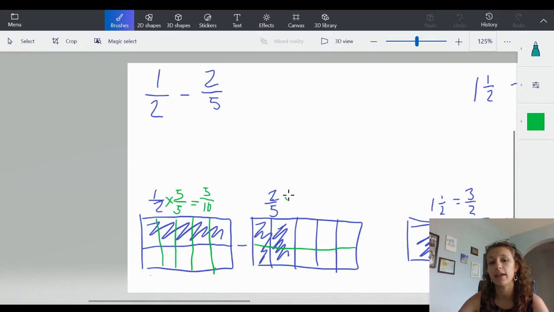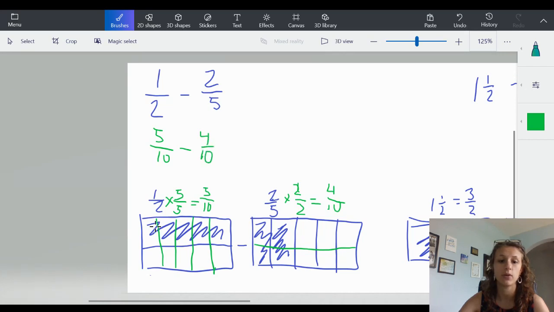For my 2/5, I split each of my fifths into halves. 2 halves is equivalent to 1 whole. So I'm not changing my value, just my representation, to get that equivalent fraction of 4/10. So I can rewrite my expression. 1/2 is the same as 5/10. 2/5 is the same as 4/10.